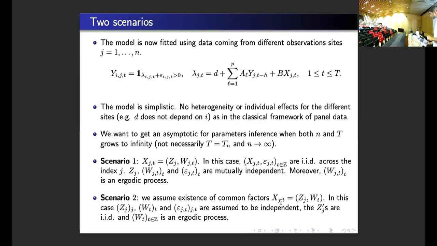I did this because I found that there is a different behavior for the estimation between scenario 1 and scenario 2. And once again, the W process is an ergodic process, and I have also many independence properties for convenience for stating the results.